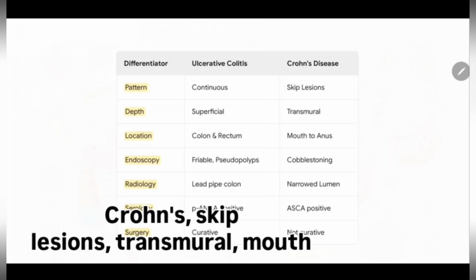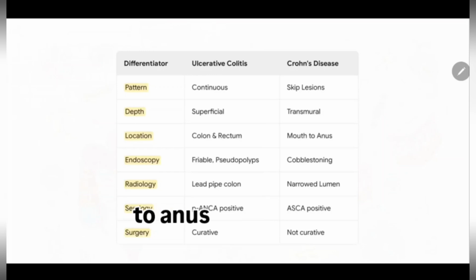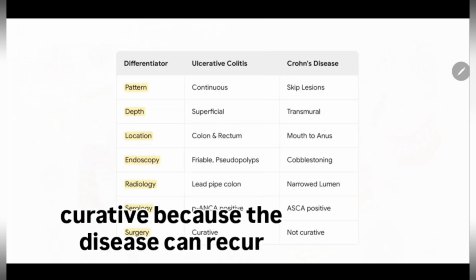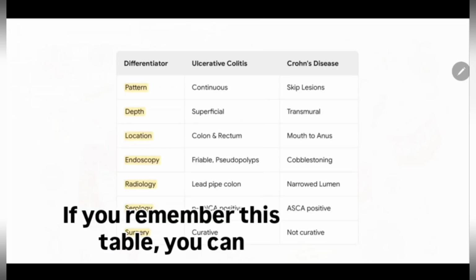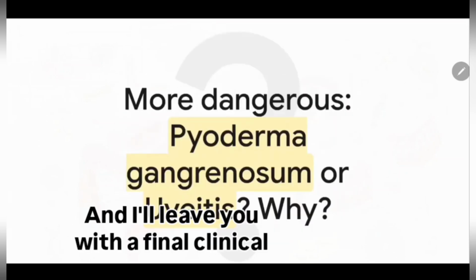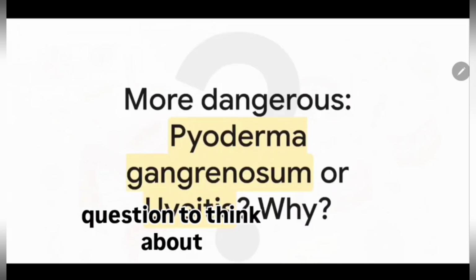Crohn's, skip lesions, transmural, mouth to anus. You see cobblestoning and the string sign. It's ASCA positive, and surgery is not curative because the disease can recur anywhere in the remaining bowel. If you remember this table, you can tackle almost any question on this topic. And I'll leave you with a final clinical question to think about.